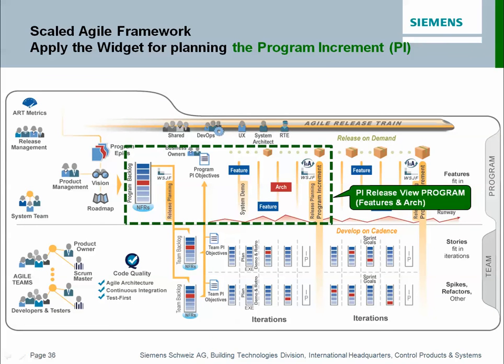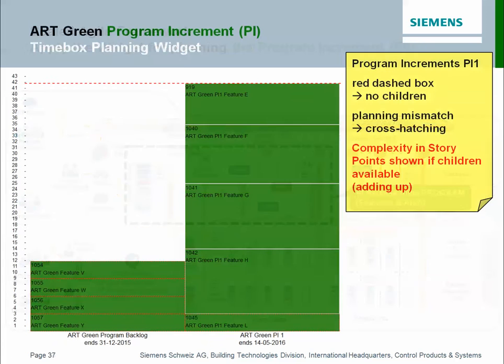Next, we can focus on the program increment 1, or just on one program increment. So what do we see here? We see the program backlog of the ART green, and we see the current program increment 1. Here you see that the height of the feature is different. Not each system feature has the same height. And this is because we add up the complexity, the story points of the underlying children.